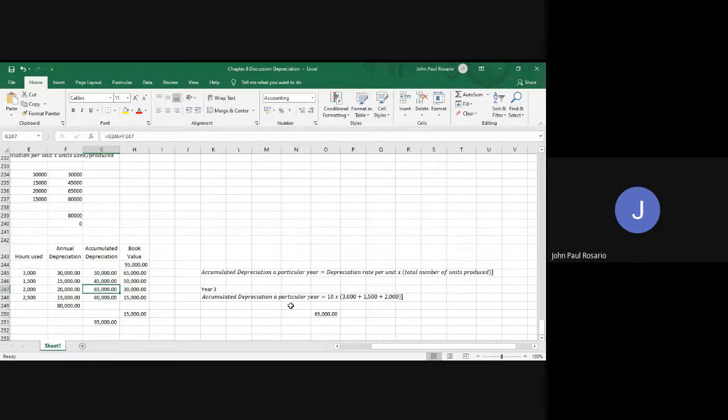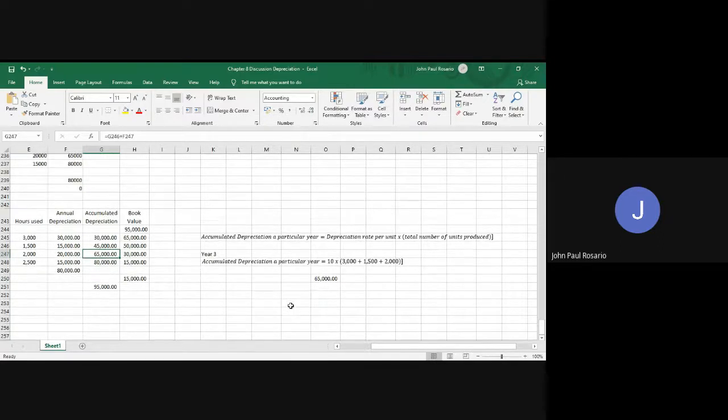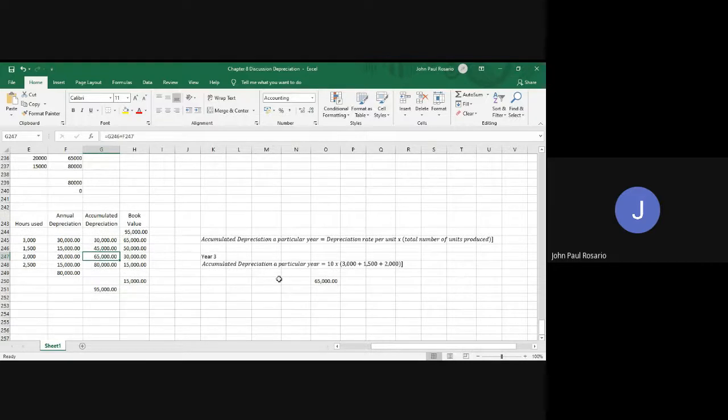For your book value, simply calculate your accumulated depreciation in a particular year. For year 3, that's 65,000. Deduct that from your original cost, so 95,000 minus this one, and you'll get your book value of 30,000 for that particular year.